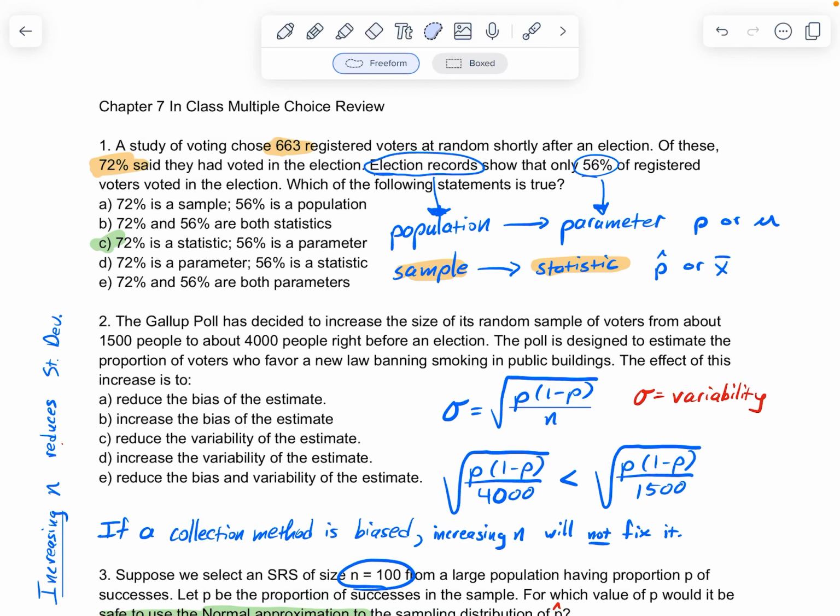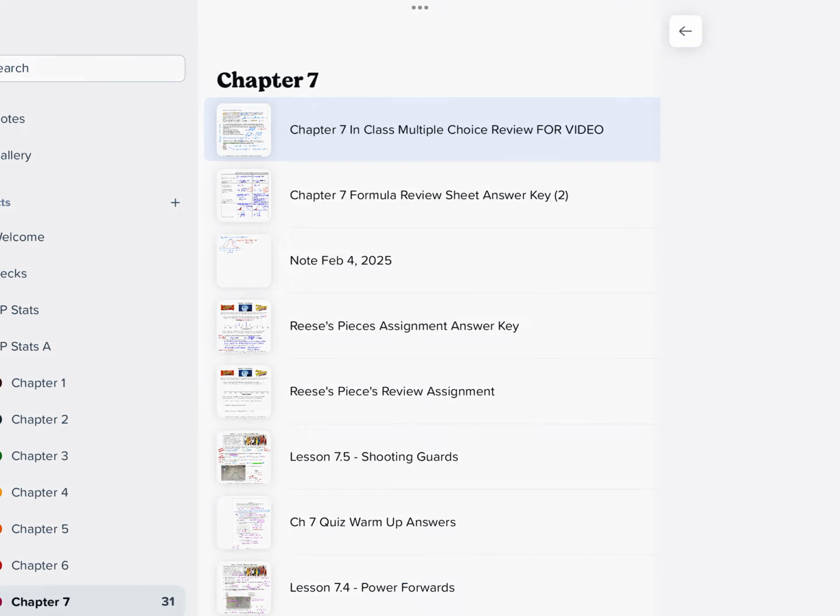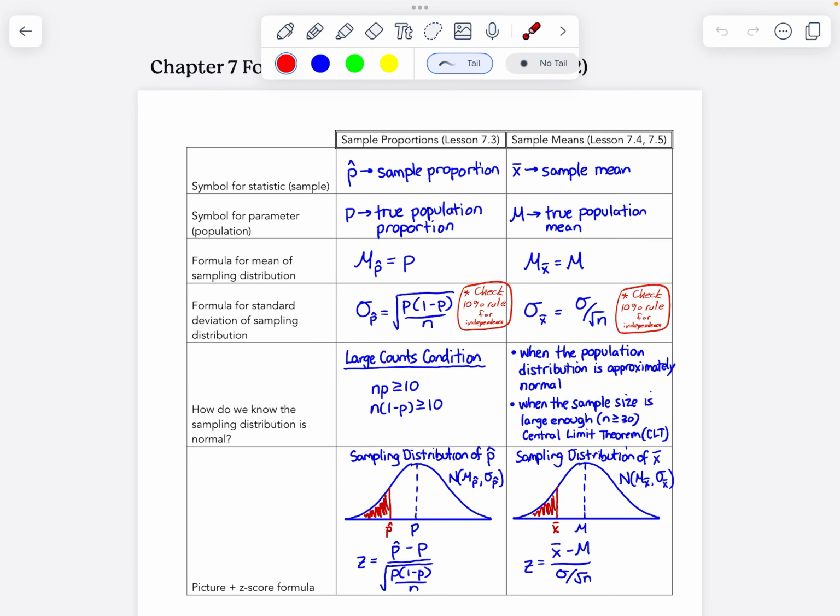All right, chapter 7 in class multiple choice review. Here we go. Number 1 is getting at: do you know the difference between a parameter and a statistic? Furthermore, it's talking about a percent. So always keep your cheat sheet handy. It usually is narrowing in on one or two of these boxes. In this case, it's getting to here.